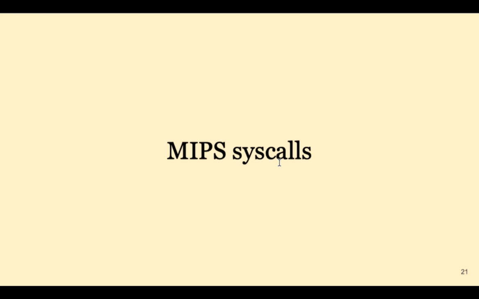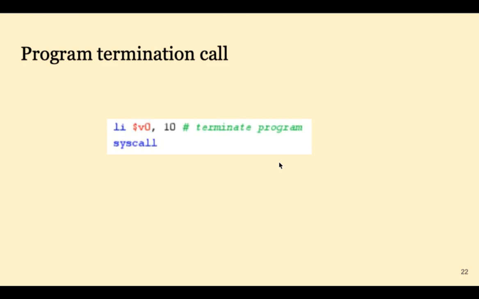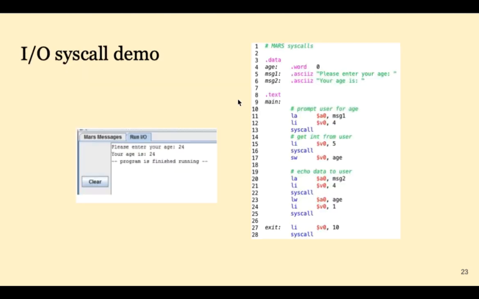Next, we'll talk about MIPS syscalls. We've already looked at one of the syscalls, the program termination call, and all of the syscalls follow this general format here. We load an integer into v0, and that integer represents the function that we want the system to do, and then we issue a syscall.